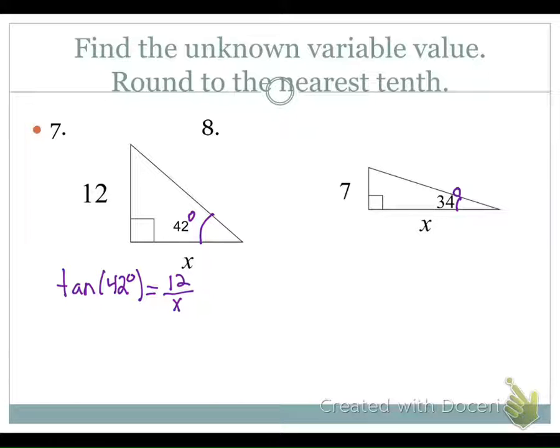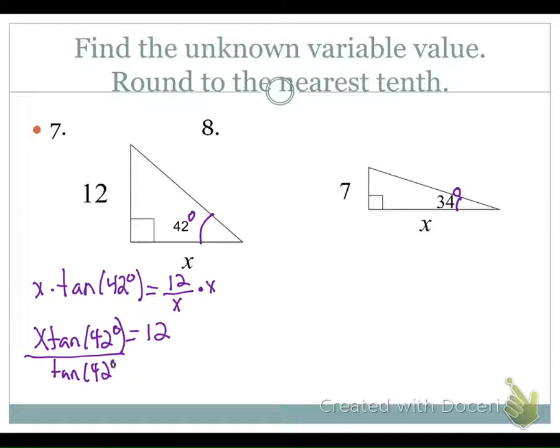So previously when we were solving for angles, we needed to use tan inverse. In this case, we're not going to. We want to get x by itself. How do I move x to the other side? Yep, I'm going to multiply each side by x. So now I have x tan of 42 degrees equals 12. I still want to get x by itself, but now I have it being multiplied by tangent. How do I get rid of it now? I've got to divide it out. So I'm going to divide each side by tan of 42 degrees.